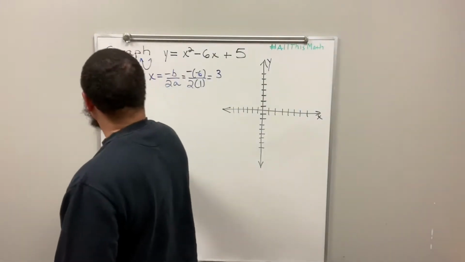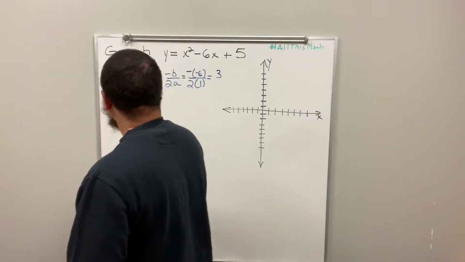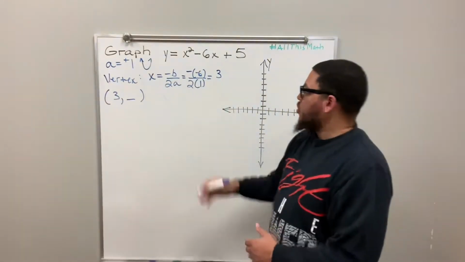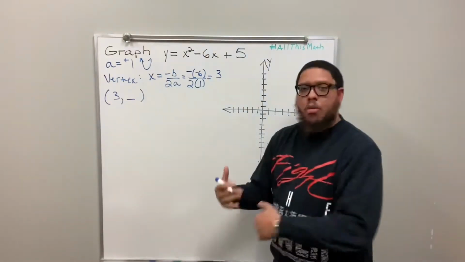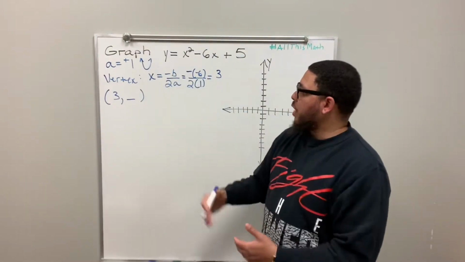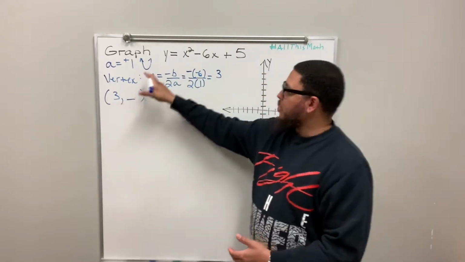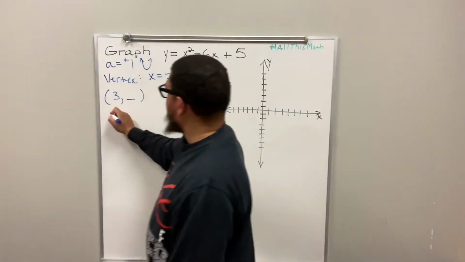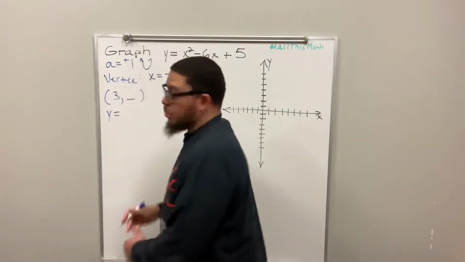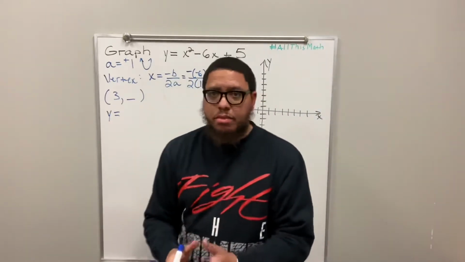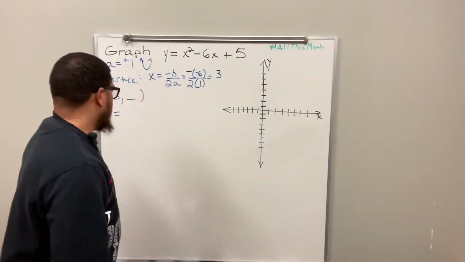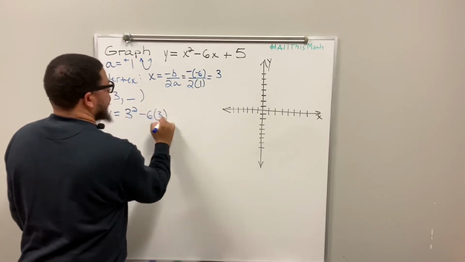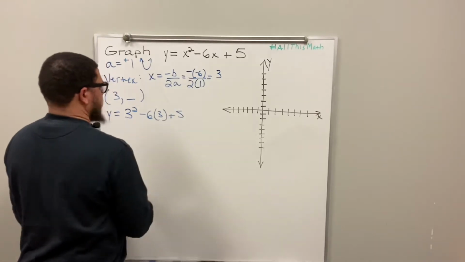So for my vertex, I know I got a 3, and I know I need a y value, because every point has an x and a y value. Now, the way I figure out what y is, I'm figuring out what y is when x is 3. So I go back to my original equation, and I replace all the x's with 3's. So I'm going to have 3 squared minus 6 times 3 plus 5.